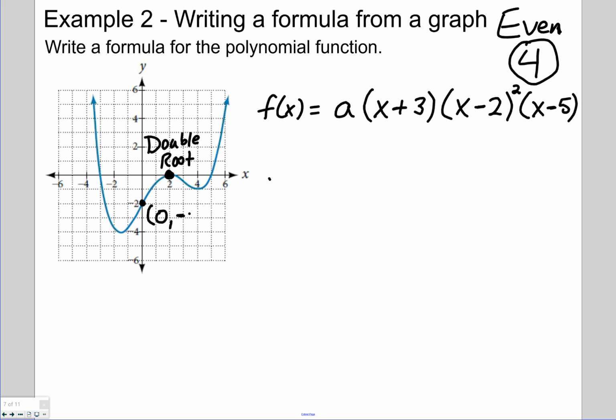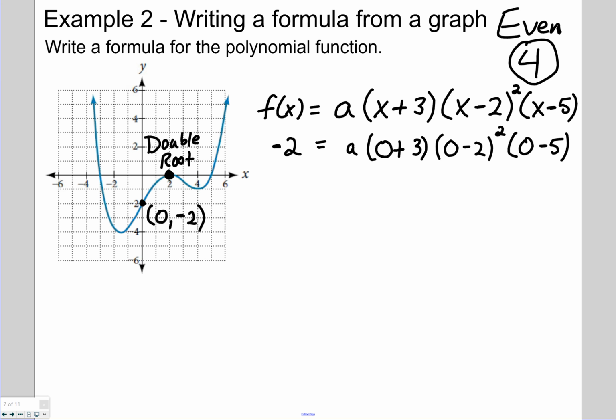What's that point? 0, -2. All right? So what am I going to put into all of these x values? 0. Very good. So I'm going to write 0 plus 3 times 0 minus 2. Don't forget the square. Times 0 minus 5 times A. What's going to replace f of x? Now 0 is the x. What's going to replace f of x? -2, because remember, f of x is just a fancy way of saying y.